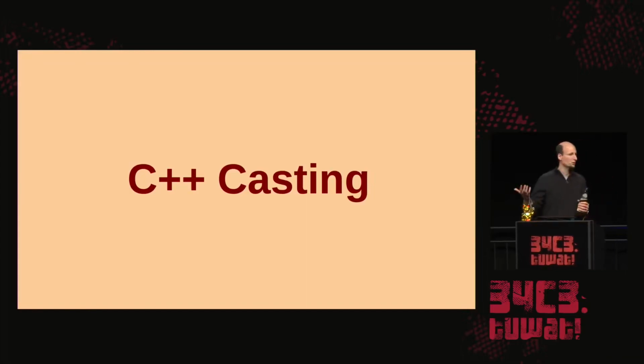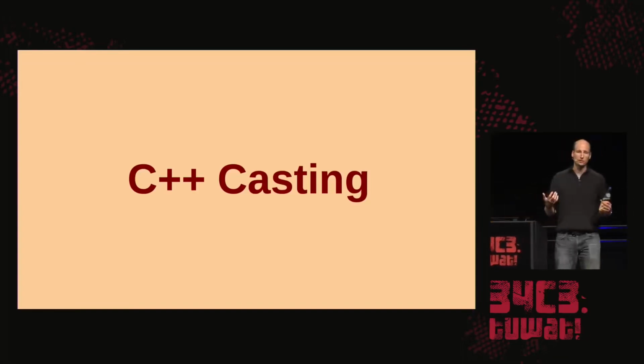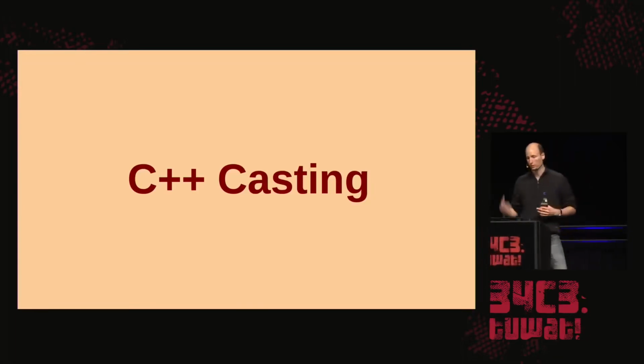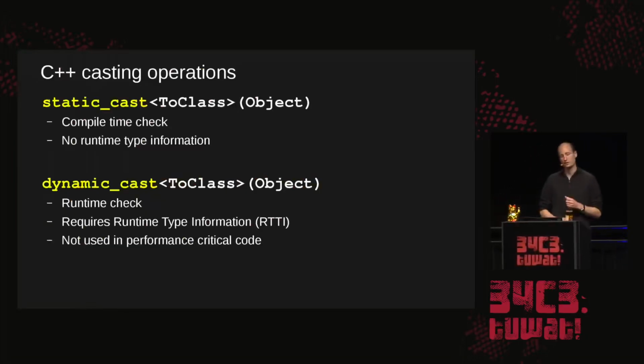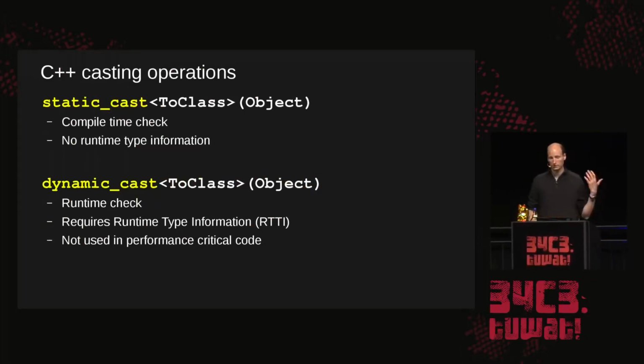And even if you've been using C++ for a while, you may not be aware of how the different casting operators actually boil down to the underlying code, how they are being compiled down into an actual application. So there's two main casting operations that we have. There are static casts and there are dynamic casts. A static cast allows you to cast an object or a pointer to an object into a different type.